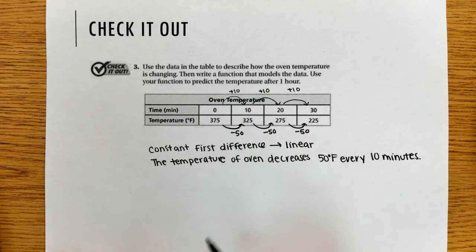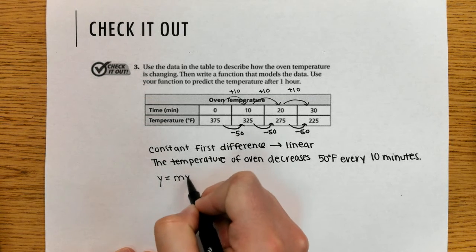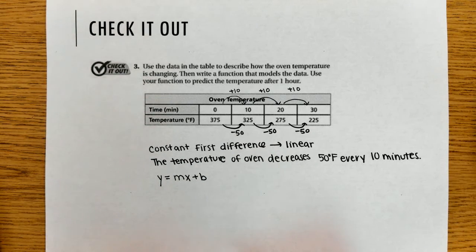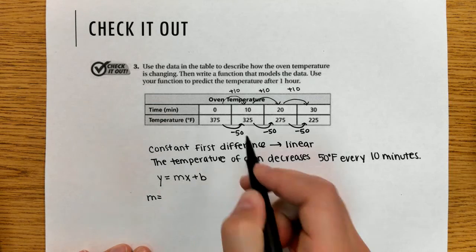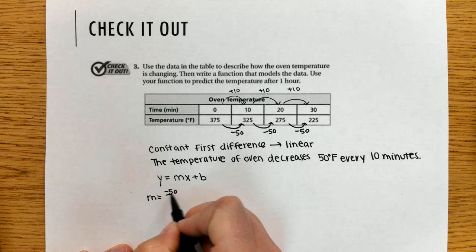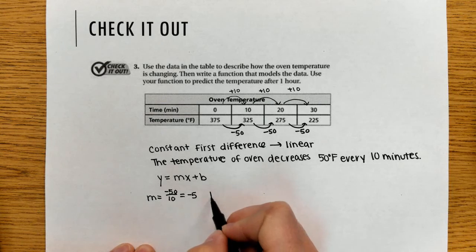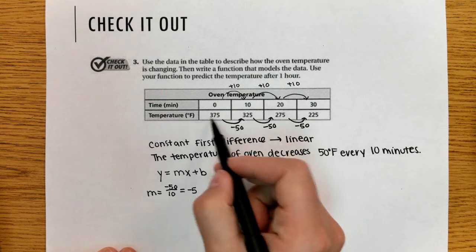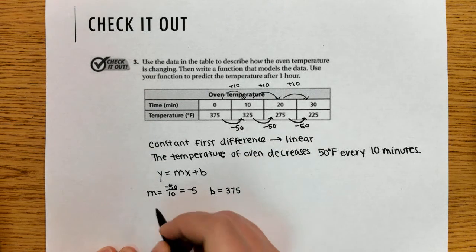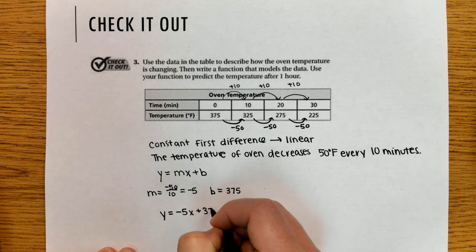So now we're going to write the function. So since it's linear, it's going to be in the form y equals mx plus b. So to get this, we have to look for our slope. Our slope is the change of y over change of x. So m is going to equal negative 50 over 10. And that simplifies to negative 5. B, our y-intercept, is when x is 0. So our b is going to be 375. So putting that together, my equation is y equals negative 5x plus 375.